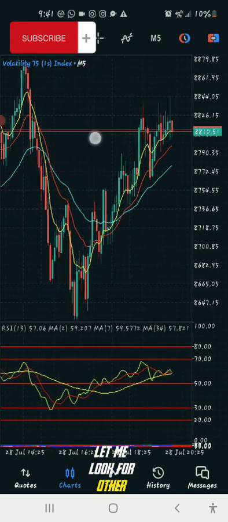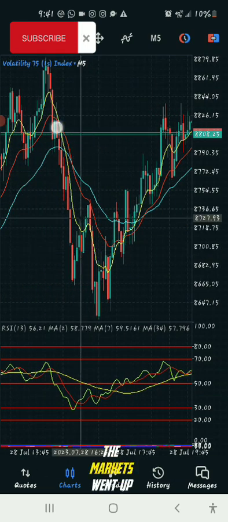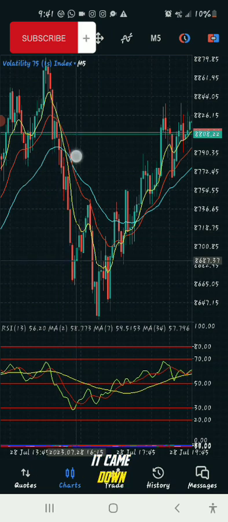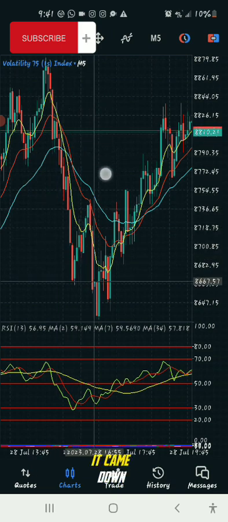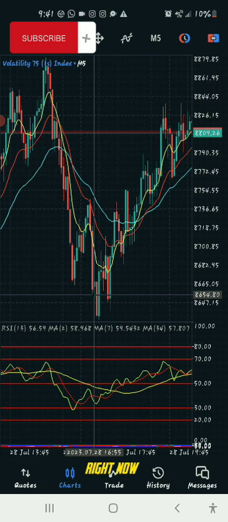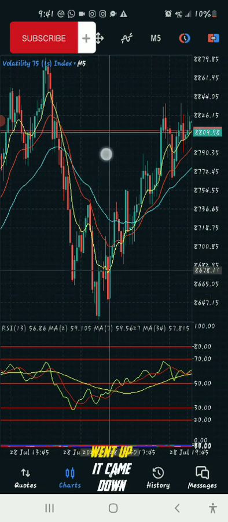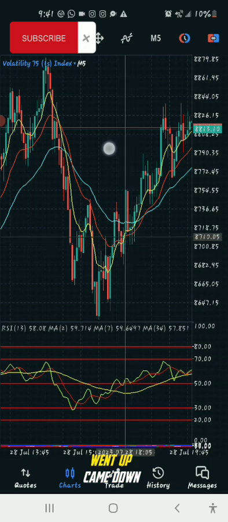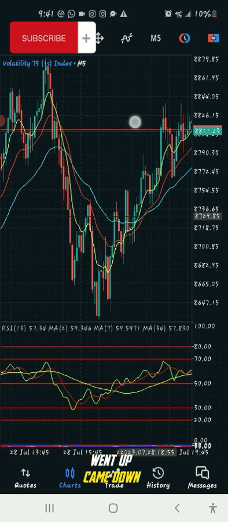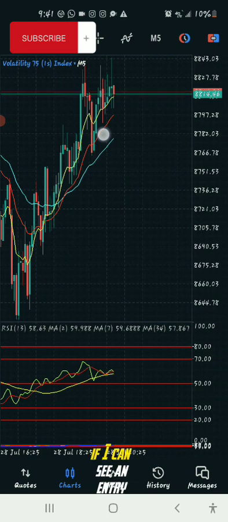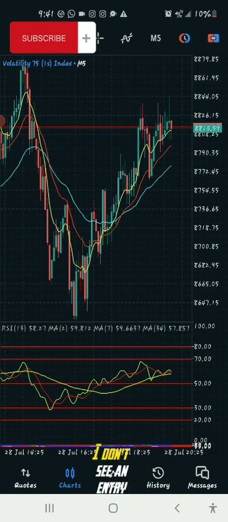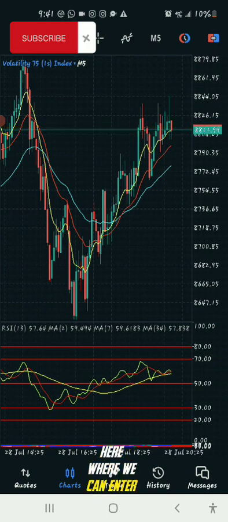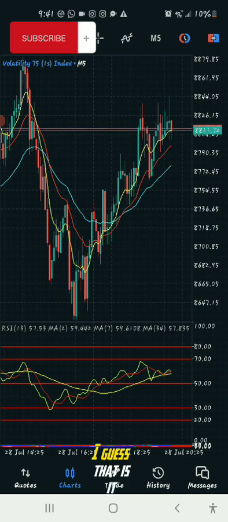Let me look for another example. As you can see, the market went up, it came down, it broke down, it went up again, it came down. The market isn't choppy right now. It went up, came down, went up, came down, went up, came down. I'm looking to see if I can find an entry. Actually, I don't see an entry here where we can enter. So I guess that is it.